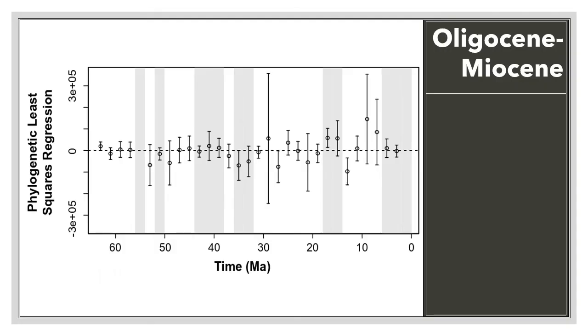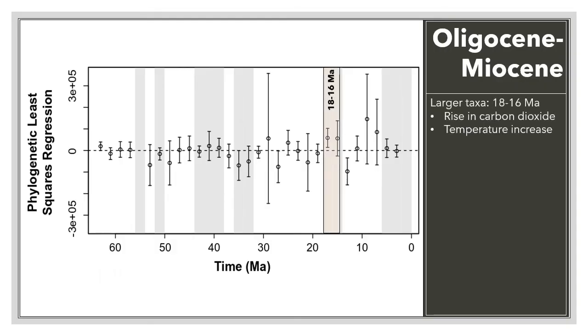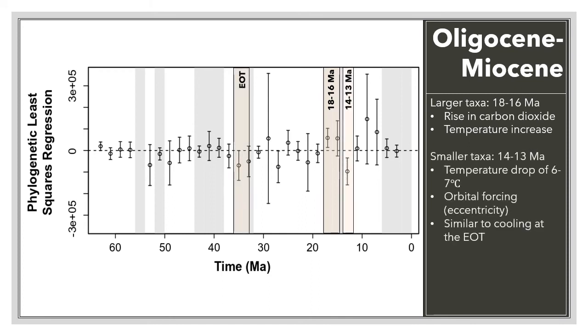Similar results were observed in the Miocene. Larger taxa are noted at 18 to 16 million years, simultaneous to increased CO2, higher temperatures, intermittent weathering and higher productivity. Then between 14 to 13 million years, similar to cooling at the EOT, temperature decline triggered by orbital forcing promotes a selective advantage for smaller taxa. These results suggest sea surface temperatures are integral to foraminiferal size selectivity.